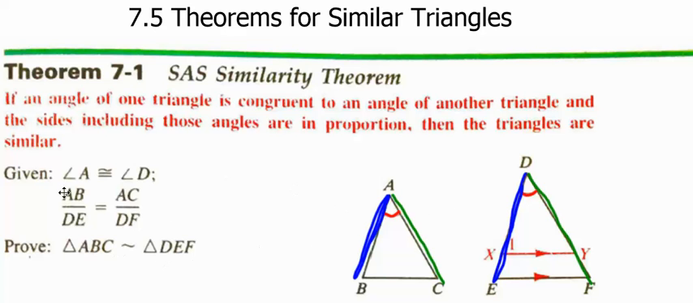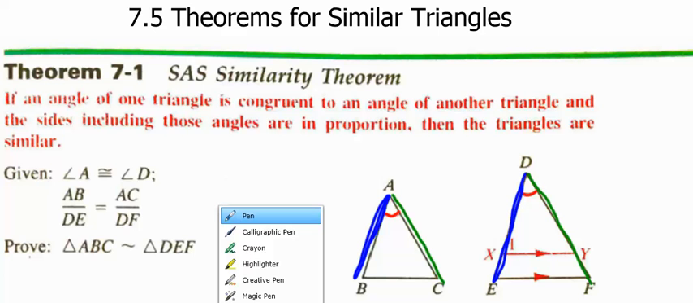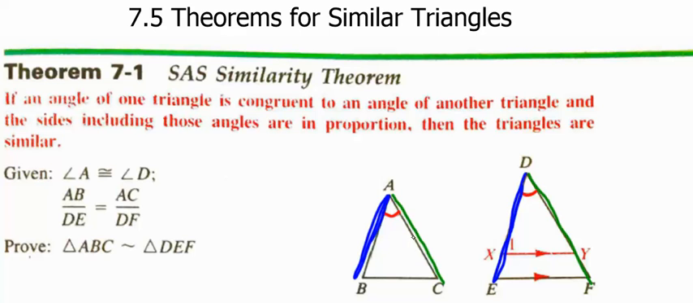So you can see here that we've got AB and DE corresponding with one another. So AB over DE is going to equal AC over DF. So the given information will give us side, angle, side. The sides being proportional to one another, the angles being congruent. And that's what we have here, side, angle, side. We want to prove now that the two triangles are similar to one another.